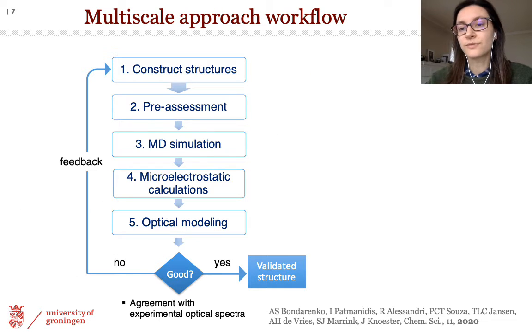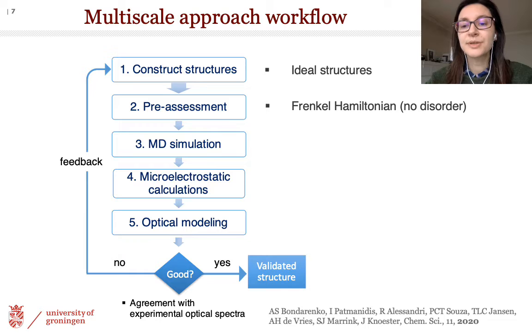Here is the workflow of the multiscale approach that we're using. First, we construct perfectly ordered starting structures, exploring the structural parameters within the available experimental constraints. Then we pre-assess the optical properties of such perfectly ordered structures. By this pre-assessment, we discard structures which lead to evidently off-target optical properties. Then we perform MD simulations on the pre-selected structures to assess their stability. And then for stable tubes, we can assess structural disorder, meaning deviations from perfectly ordered packing.